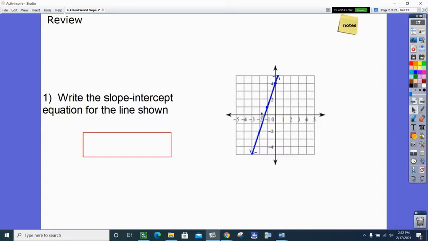And I have a line over here, and what I'd like you to do is write the equation of that line. So I am looking for a y equals equation. See if you can do that.